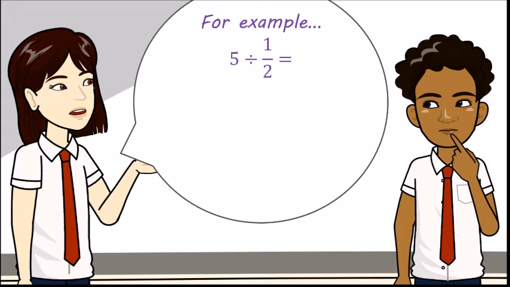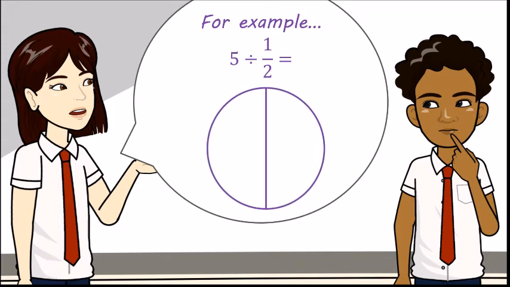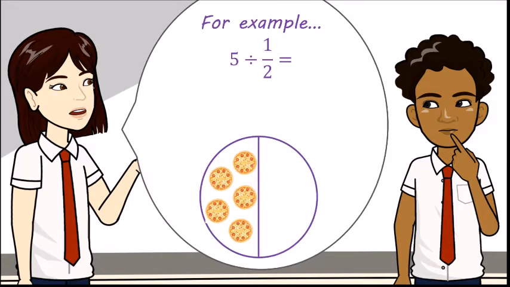Or let's say we have 5 divided by a half. Let's draw half a circle. Then we will share the pizzas evenly. We have to complete the circle to see how many in one circle. And it's like 5 times 2 because the answer is 10.